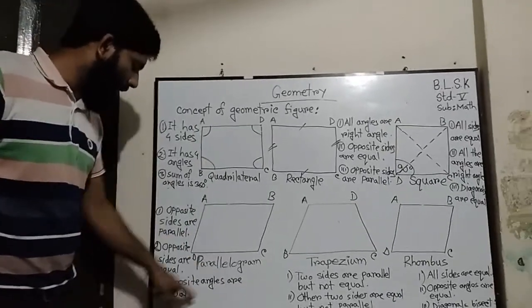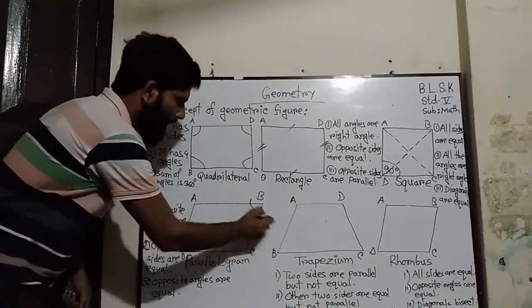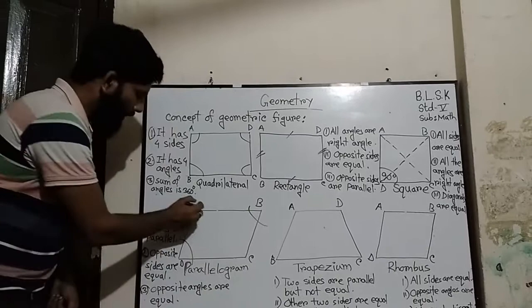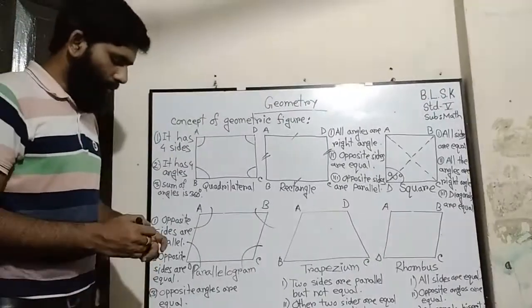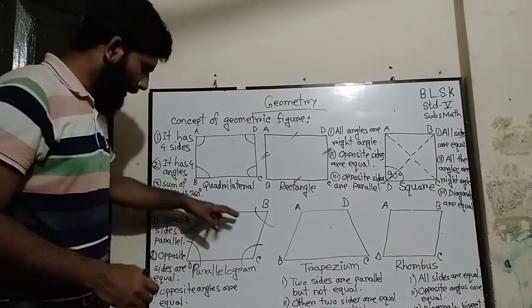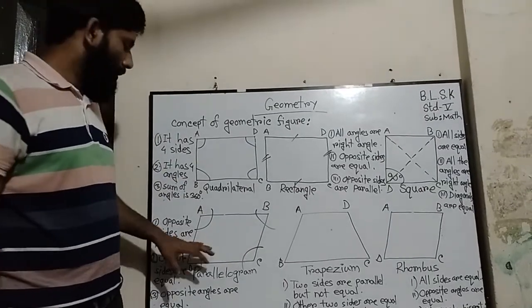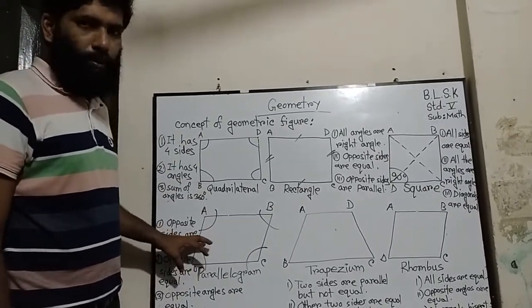Number 3, opposite angles are equal. Look at that. This angle and this angle are equal, and this one and this one are also the same. So opposite angles are equal. That is the characteristics of a parallelogram.